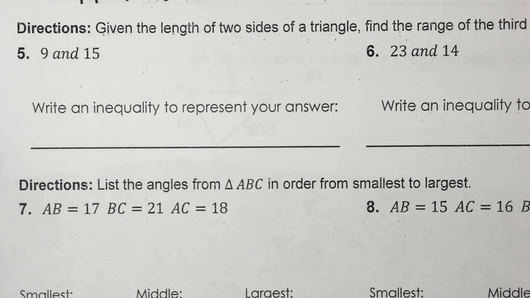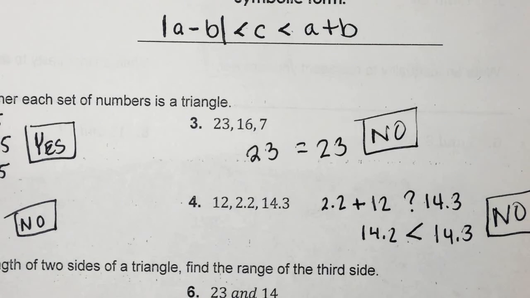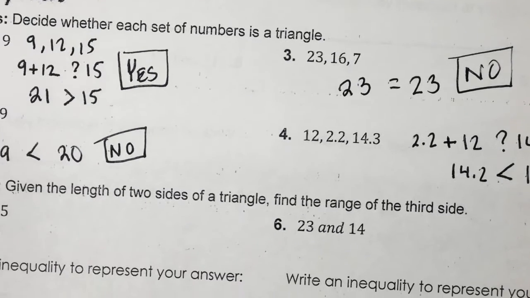Another thing you can do, given the length of two sides of a triangle: say I give you two sides of a triangle and you don't know what the length of the third side is. You could at least tell me what the range would have to be for that third side, what the smallest number possible on that third side would be. A range basically. And to figure out the range, we're going to use that symbolic form up here.